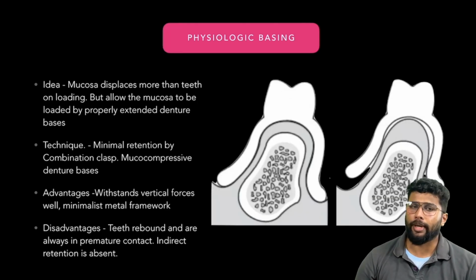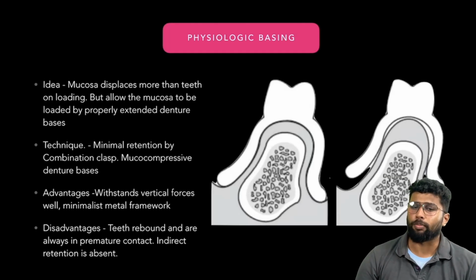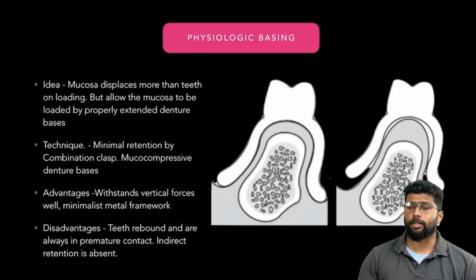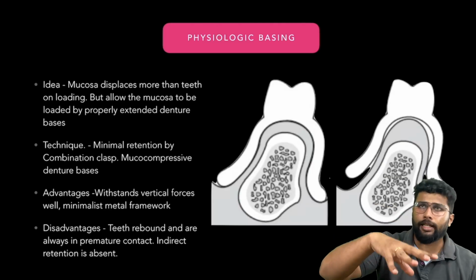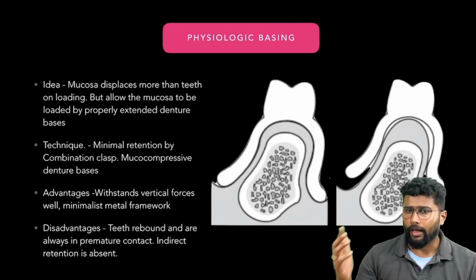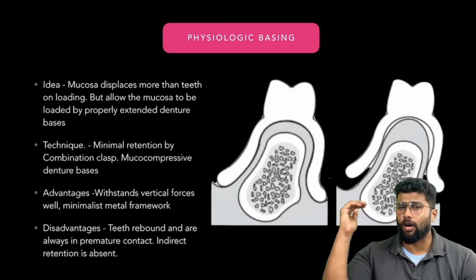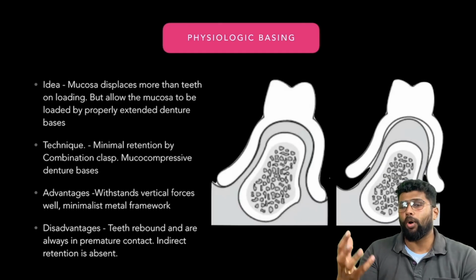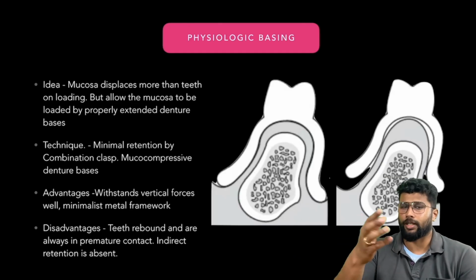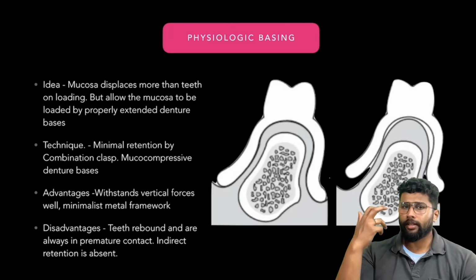Last comes physiologic basing. Now, the physiologic basing idea is that the mucosa is going to displace more, but if you are going to be able to load the mucosa during your impression procedure, then when the patient is going to bite, that is basically the state in which the denture base is fabricated, and so the mucosa is optimally loaded when the patient is using the denture or when the denture is in function, right? So on biting is when the tissue is in an optimal function, is the idea behind physiologic basing.